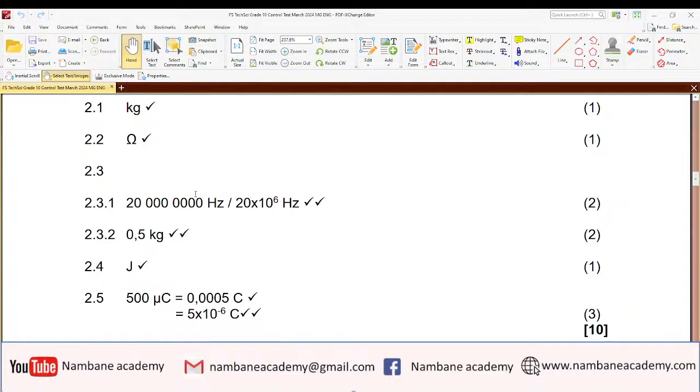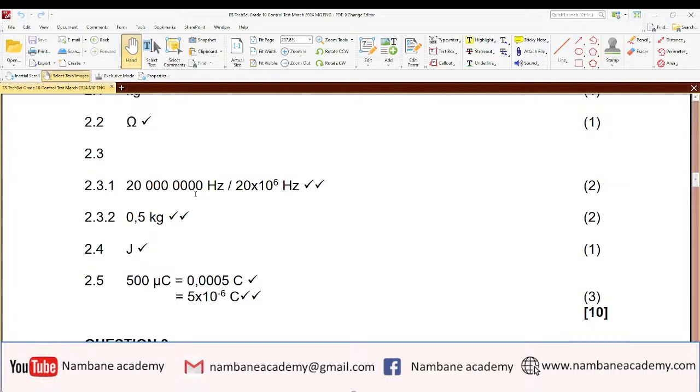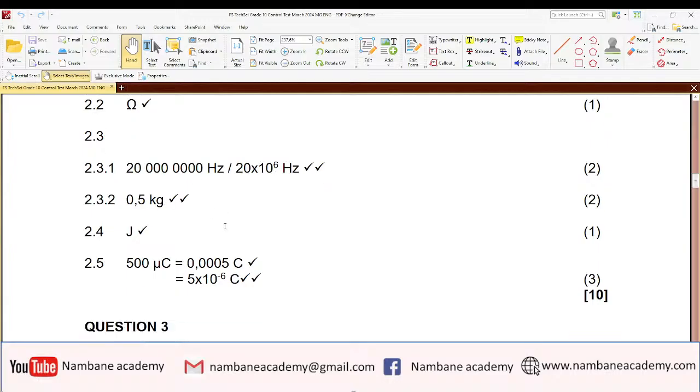2.3, ladies and gentlemen, convert 20 megahertz to hertz. That will be now 20 multiplied by 10 to power 6 hertz. Ladies and gentlemen, it must go together with the SI unit. 2.3.2, convert 500 grams to kg. It must be 0.5 kg for 2 marks, ladies and gentlemen.